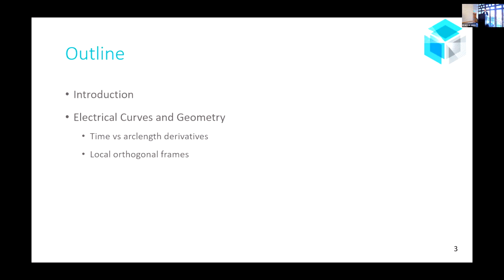And the outline of the presentation is as follows: a brief introduction to the problem, the definition of electrical curves, where we show some interesting ideas about the relationship between time as a parameter for a curve and the arc length. This is important to compute the local orthogonal frames like the well-known Frenet-Serret frame. Then we move to the idea of how geometric frequency is embedded in the Darboux bivector and its planes. Some examples are provided to show the application of the method to electrical circuits, and finally some conclusions are drawn.